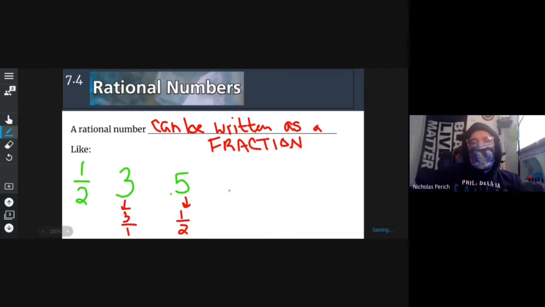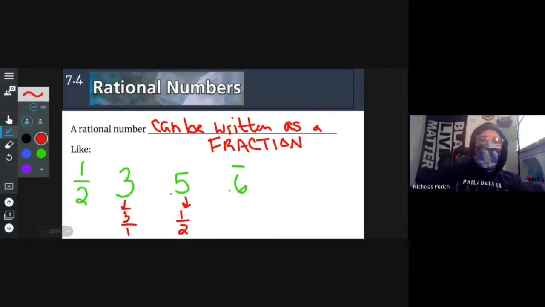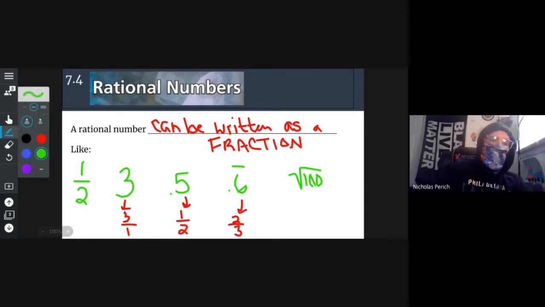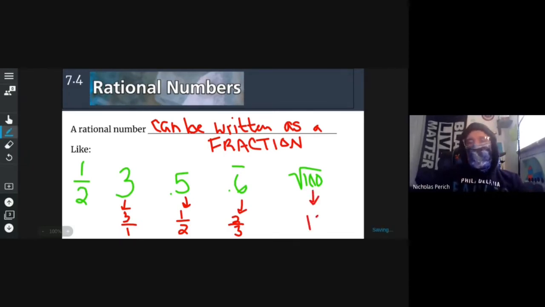What about 0.6 repeating? Yeah, that's a fraction. That's 2/3. What about the square root of 100? Yeah, that's a fraction. It's 10. So no matter what the problem originally looks like, if you can turn it into a fraction, then it is rational. Rational almost rhymes with fractional. Ha ha. Put an F in front of rational and you almost have fraction. Just you need to add a C.